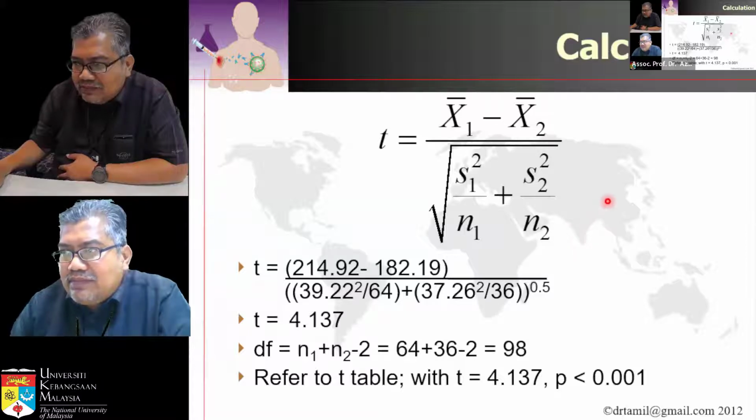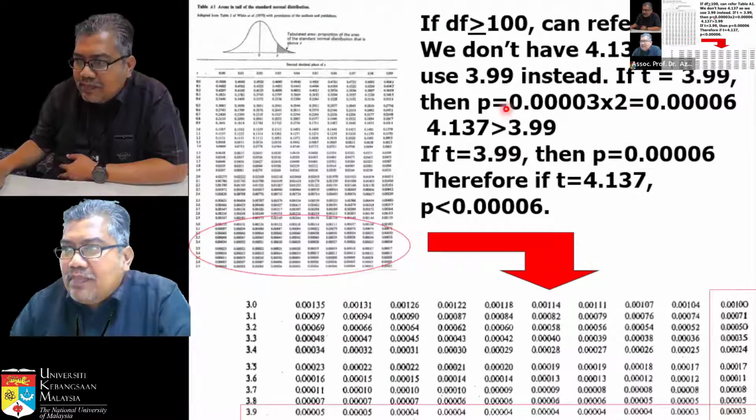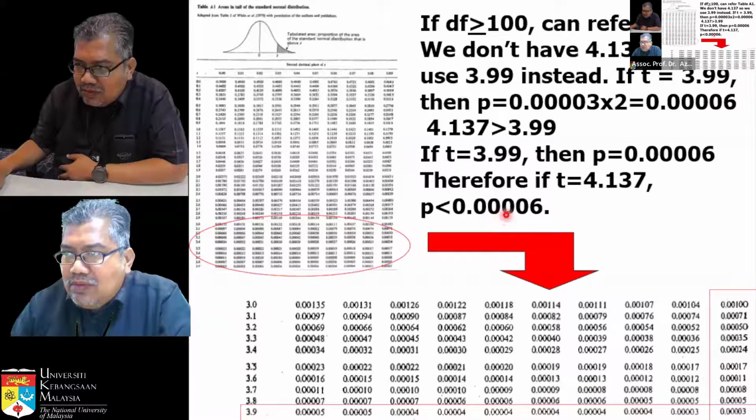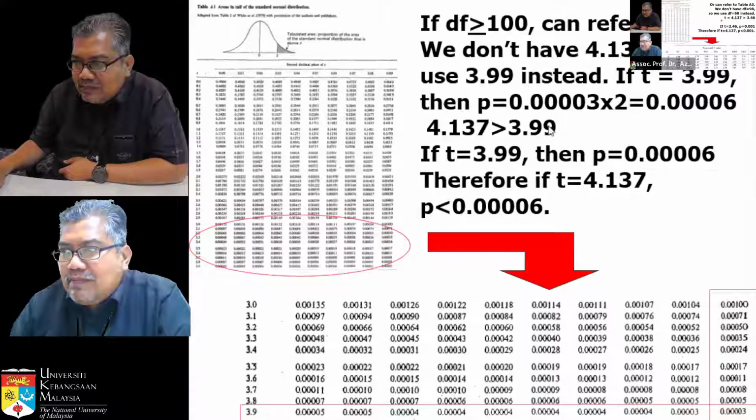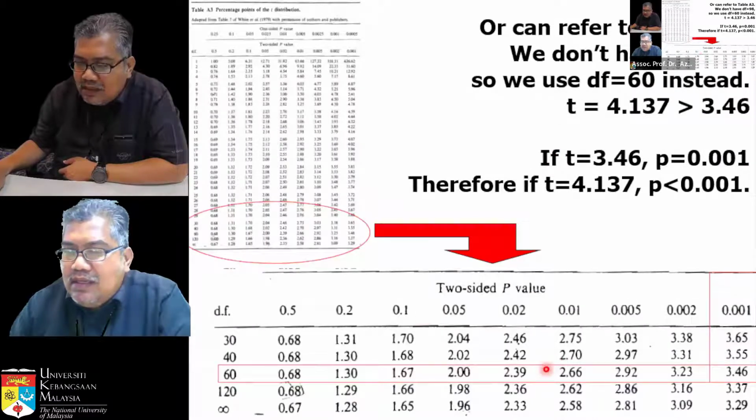And how significant? If you refer to the chart, you can see the chart. The p-value is smaller than 0.0006. Okay, you can see how many zeros you got. 1, 2, 3, 4 zeros. So therefore, it is very, very significant. Okay. There's also another table, they call it table A3. It still shows that the p-value is very significant.